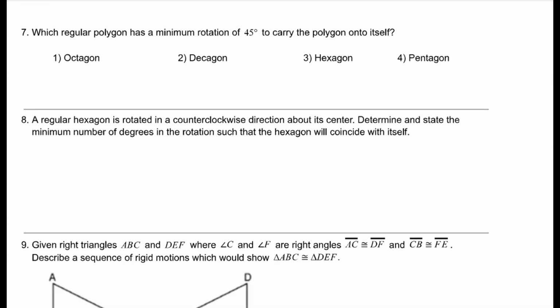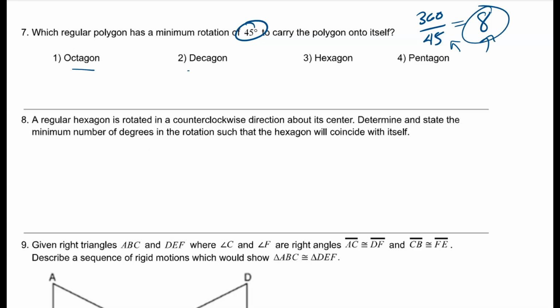Which regular polygon has a minimum rotation of 45 degrees to carry the polygon onto itself? So you've got to think about, that's some portion of my full rotation of 360 degrees. If I divide 360 by 45, I find that there are 8 groups of 45 within 360. So if I rotate 45 degrees 8 times, that's a full rotation. What that's telling me is that there are going to be 8 times where my figure coincides with itself.